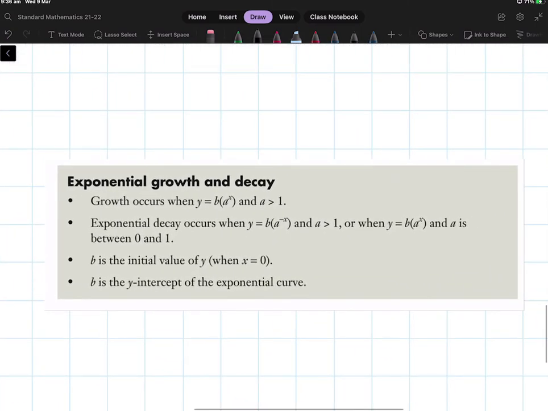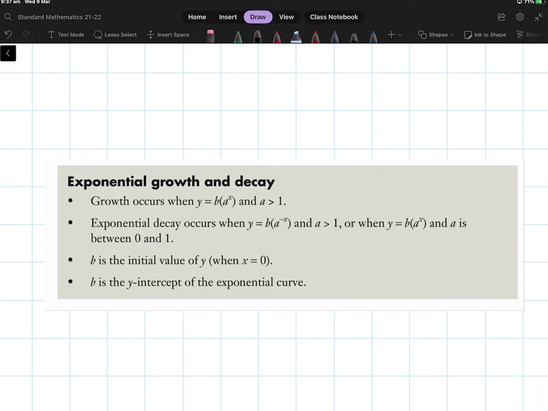So in summary, exponential growth and decay. Growth will occur when that value of a, our base value, is bigger than 1, and we've got a positive power of x. Exponential decay occurs when our power is negative, or when our power is positive, but that a value was a decimal, and we saw that in the example we just done with our exponential, with the ball bouncing.